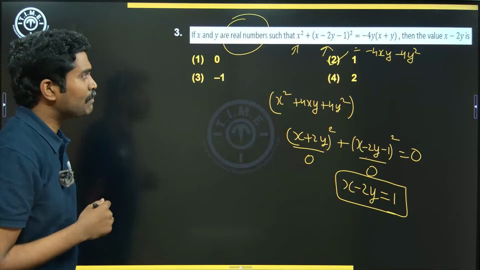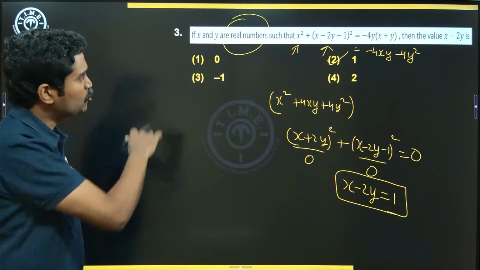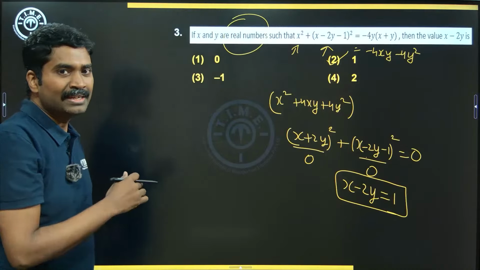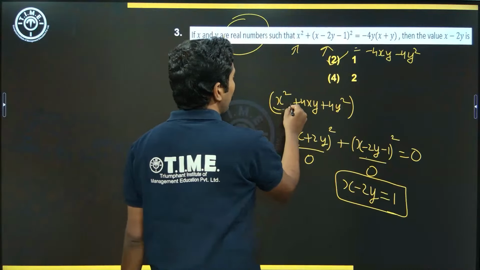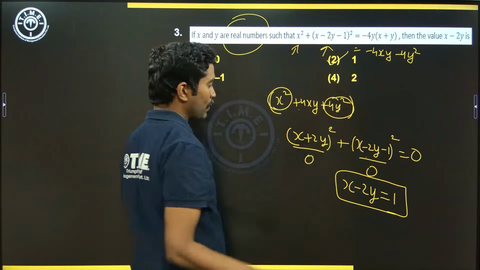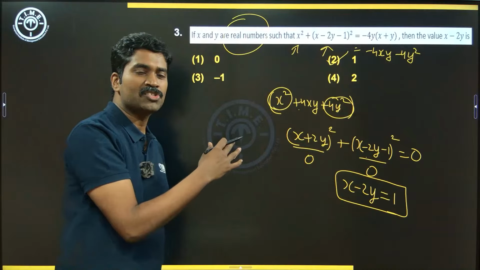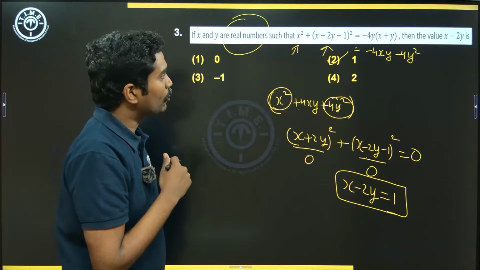Didn't take much time. All it needed was the courage to attempt it, the courage to bring those terms to the left hand side and immediately realize that it's nothing but a perfect square, x square plus 2 into x into 2y plus 2y whole square. You make that correction, there's not much time you're going to waste here.